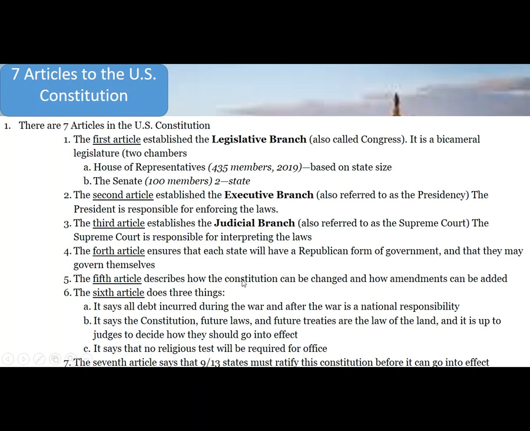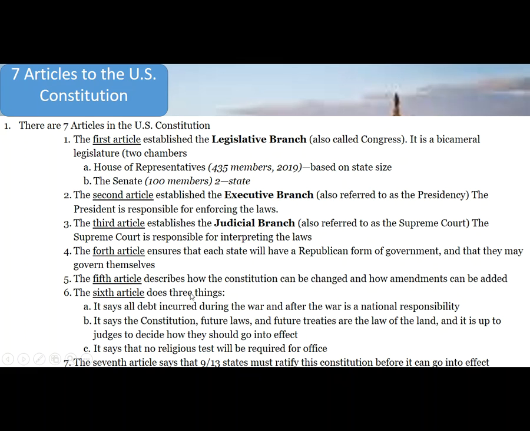The fifth article describes how the Constitution can be changed and how amendments can be added. The framers recognized, hey, we have this document, but it's not perfect. Maybe we need to do things to it later on. Maybe we need to make adjustments to change the rule book. And there are rules and procedures set in place for how that happens.